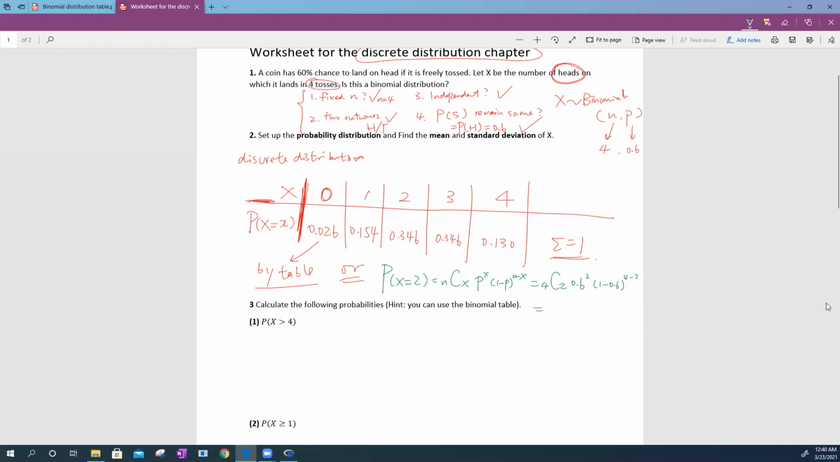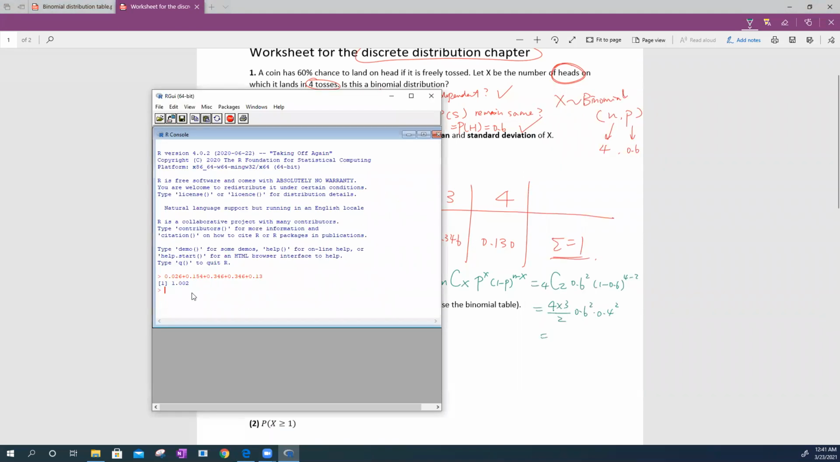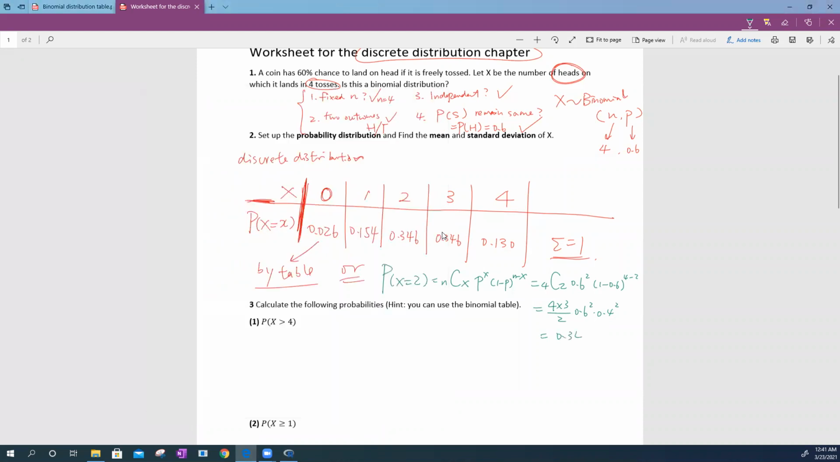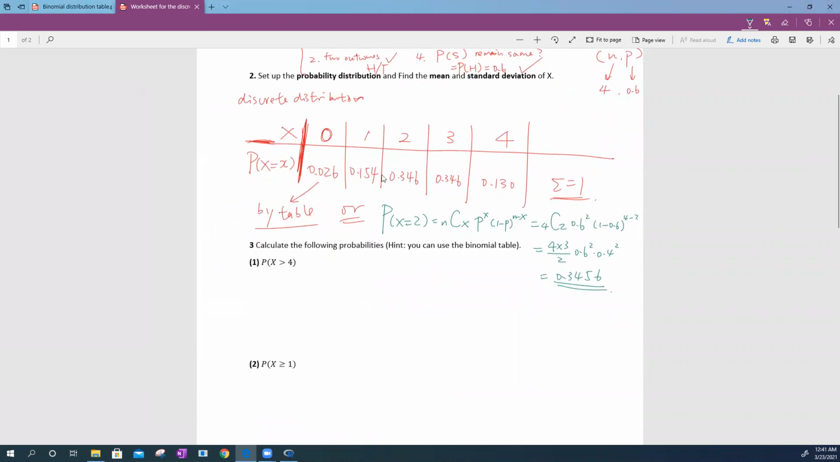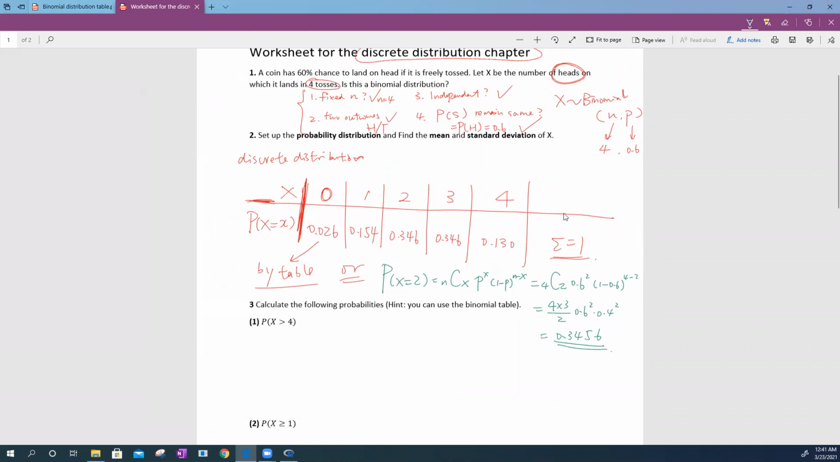So we simplify that. 4 choose 2 is just 4 times 3 divided by 2, and then 0.6 to the power of 2 times 0.4 to the power of 2. Let's use the calculator: 12 divided by 2 is 6, times 0.6 squared, times 0.4 squared as well. Then we get 0.3456. By the table, rounding to 3 decimal places, that's 0.346, exactly what we have here. For all the others, you can use the same formula to get the probabilities, but using the table makes the process a lot easier.